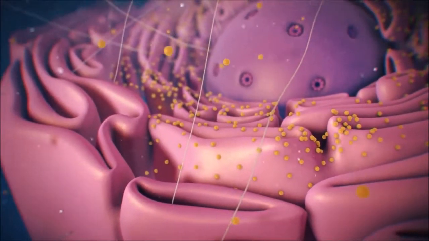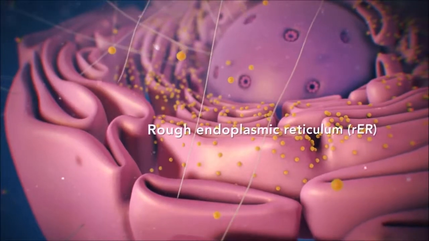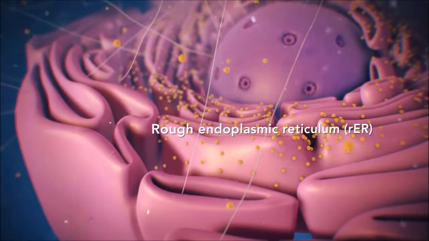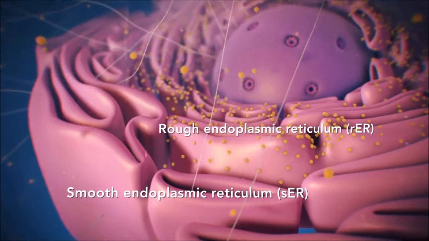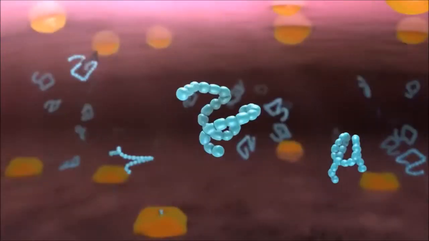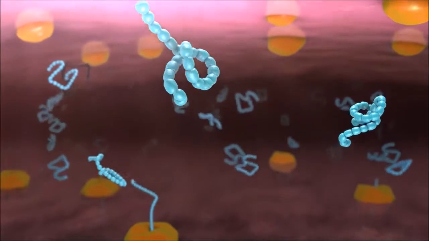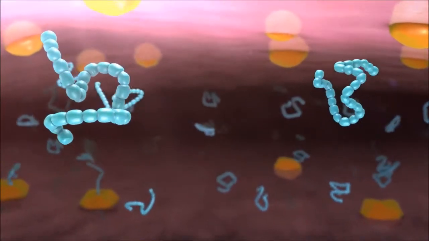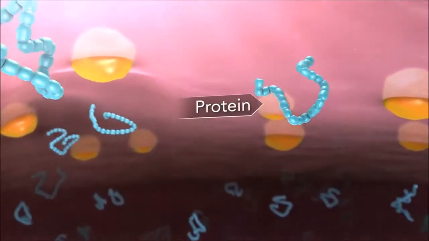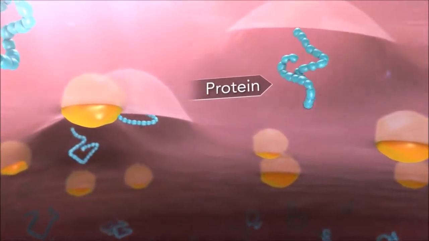There are two types of ER. Rough ER has ribosomes attached to it, and smooth ER doesn't have ribosomes attached to it. The endoplasmic reticulum is a membrane-enclosed passageway for transporting materials, such as the proteins synthesized by ribosomes.